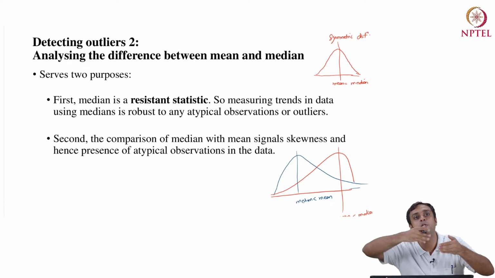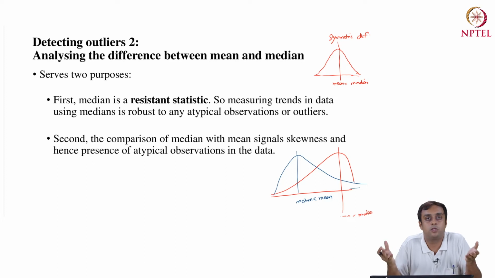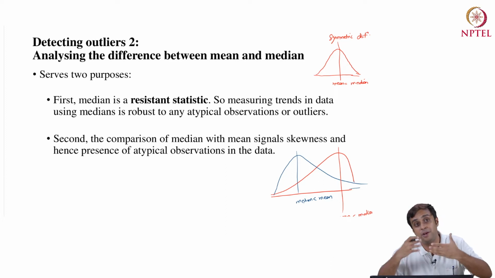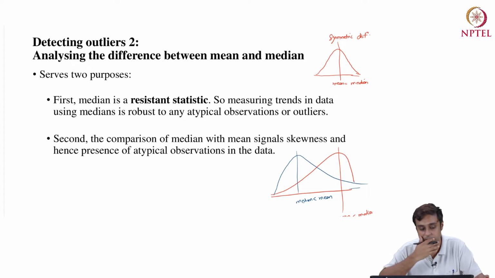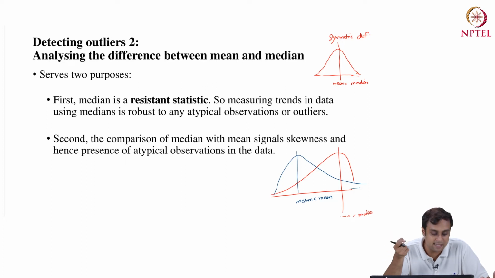Okay. So how does it help us move beyond the histogram? I mean, a histogram could also tell me that there is a skew, right? But moving to this second step serves a couple of purposes. The first is that median is a resistant statistic. So measuring trends in data using medians is robust to any atypical observations or outliers, right?